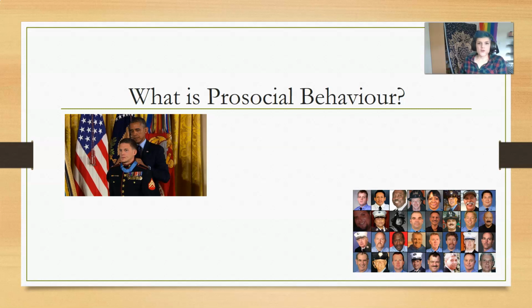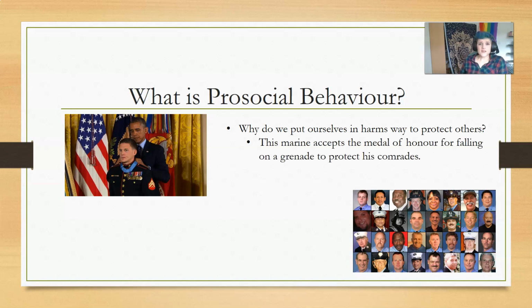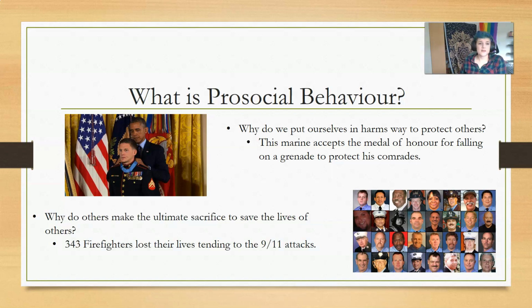So, what is prosocial behaviour? And why do we put ourselves in harm's way to protect others? Here we have a couple of examples of prosocial behaviour. This Marine accepts the Medal of Honour for falling on a grenade to protect his comrades. And these are some of the 343 firefighters that lost their lives during the 9/11 attacks. These people offered up their lives to help others. But how do we explain that with evolutionary psychology?